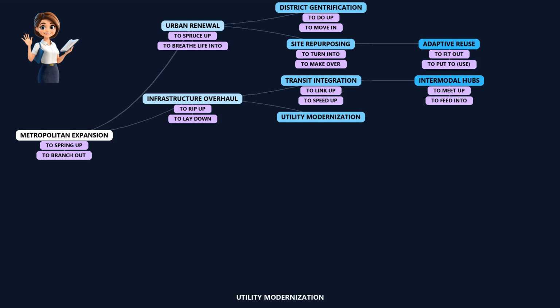Utility modernization. Utility modernization is a functional layer of infrastructure overhaul used to switch over to digital water meters and beef up the power lines. In short, we are making the city's basic services stronger and more modern.